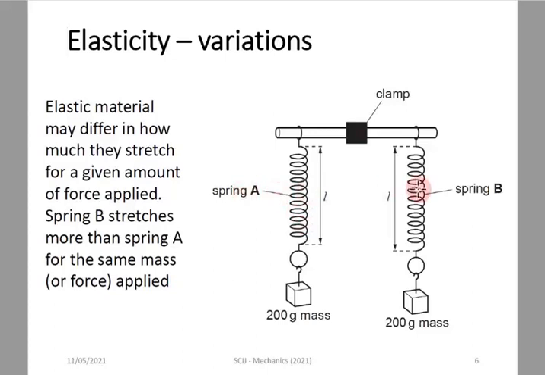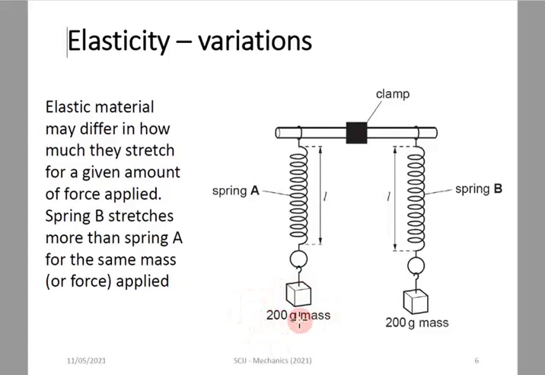Here we have two springs that I'm going to use to demonstrate. The two springs are hung on a clamp and they are hanging freely. The springs are spring A and spring B. They are slightly different. Now we are going to hang the same mass.